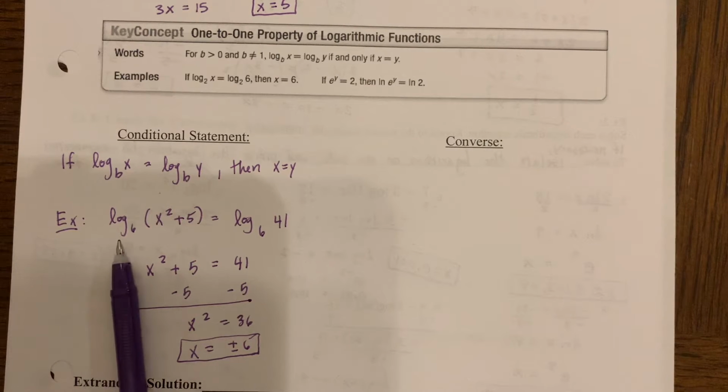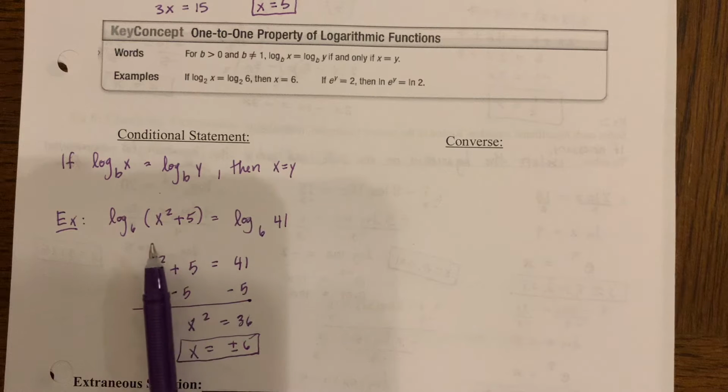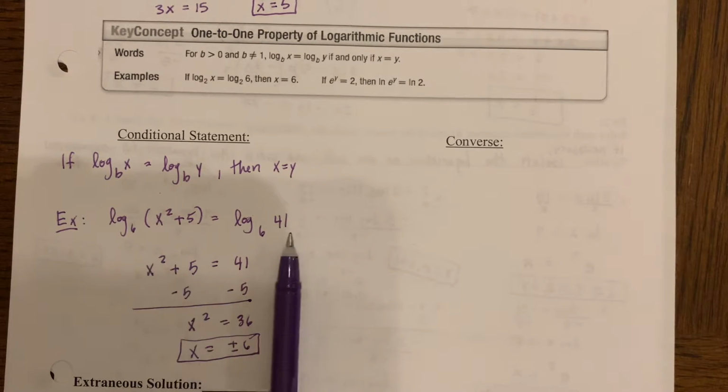Now, an example of what this looks like. If we have two logs with the same base, then the expressions that follow those logs are equivalent to each other. So if I have log base 6 of x squared plus 5 equals log base 6 of 41, I can set x squared plus 5 equal to 41 and solve the equation for x.